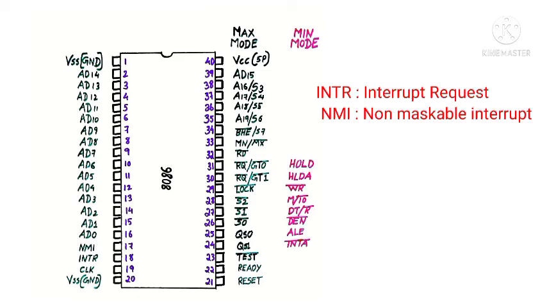So the next pins, that is pin number 17 and 18, are for the interrupt. 17 is connected to NMI. NMI means non-maskable interrupt. That is, whenever this interrupt comes, it cannot be ignored by the processor. This NMI is a high priority interrupt. Pin number 18 is INTR, the interrupt request signal, which is to indicate whether the processor is interrupted or not.